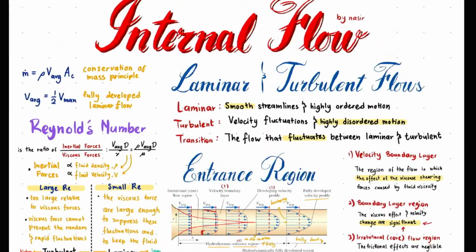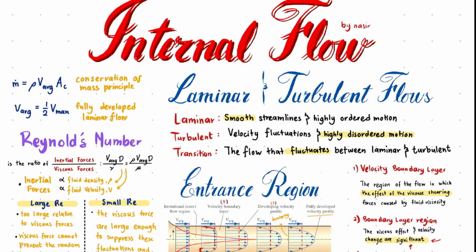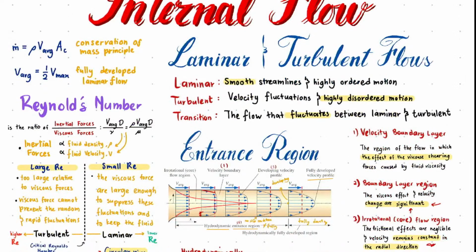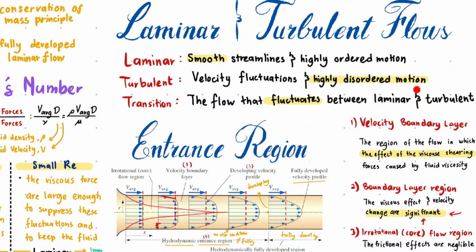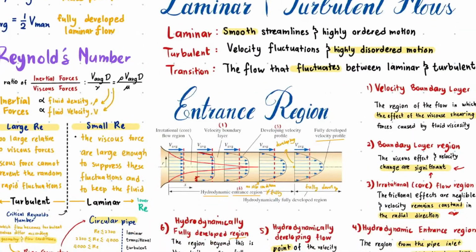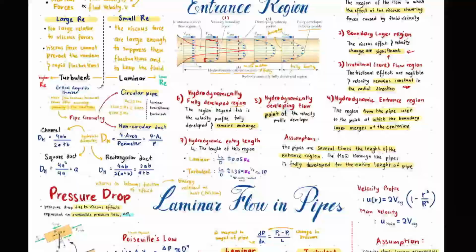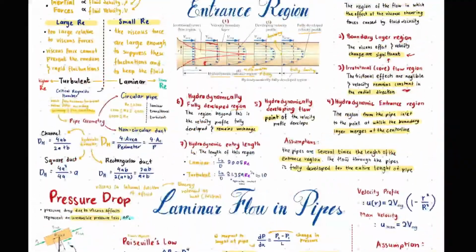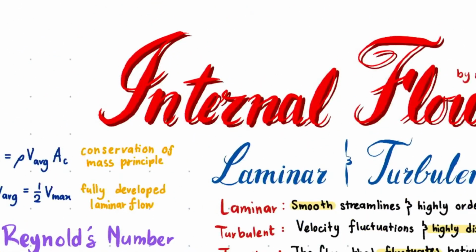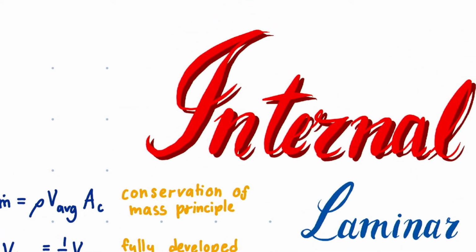Okay, so internal flow, we have turbulent and laminar flow. Laminar is a smooth, streamlined, highly ordered motion. Turbulence is velocity fluctuation in highly disordered motion. Transitional flow is the flow that fluctuates between laminar and turbulent. Okay, so internal flow is actually very important because it will be used in turbo machinery also. Okay, let me just put that. Used in turbo machinery.